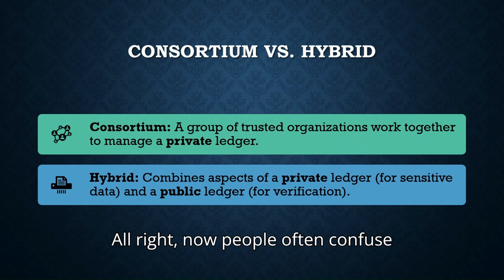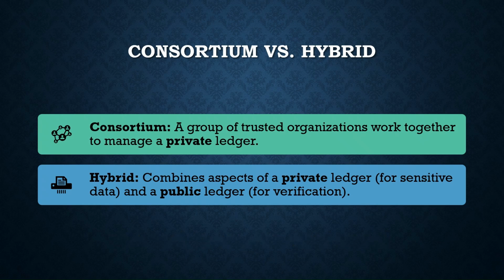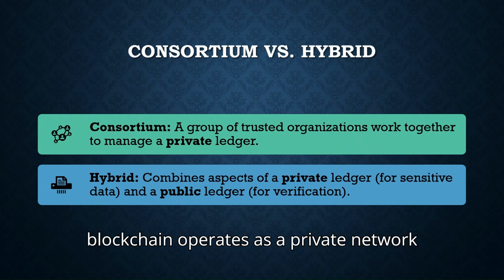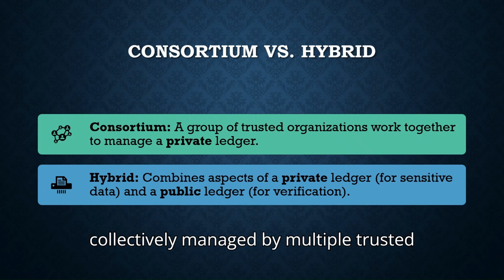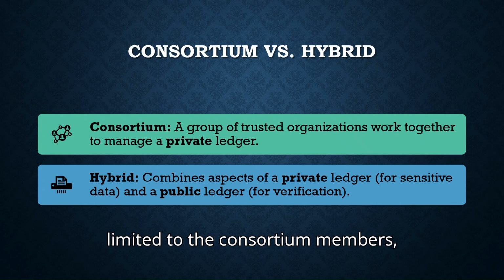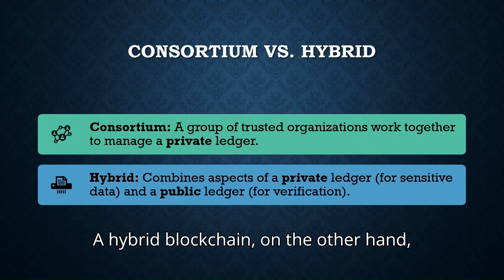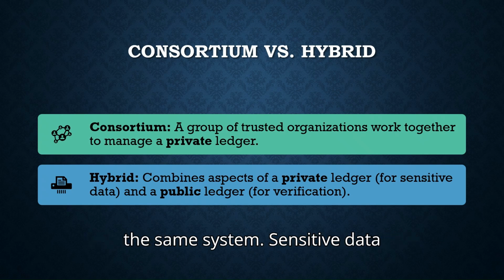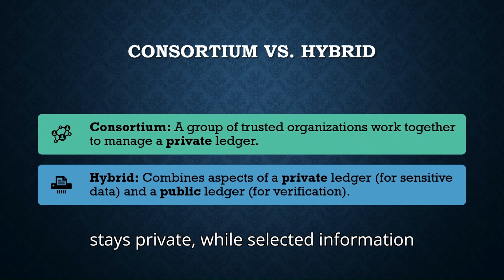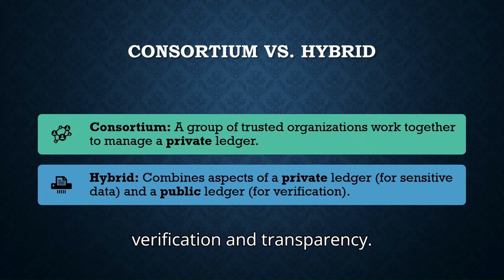All right, now people often confuse consortium and hybrid blockchains because they both involve restricted access. However, they are fundamentally different architectures. A consortium blockchain operates as a private network collectively managed by multiple trusted organizations. Participation is limited to the consortium members, and visibility to outsiders depends on how the system is configured. A hybrid blockchain, on the other hand, combines private and public layers within the same system. Sensitive data stays private, while selected information can be published to the public layer for verification and transparency.